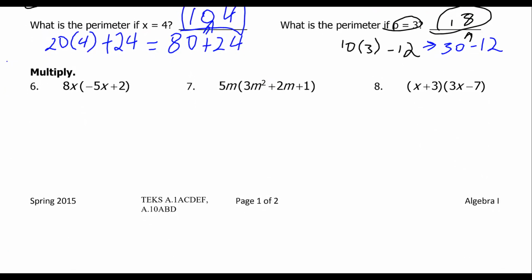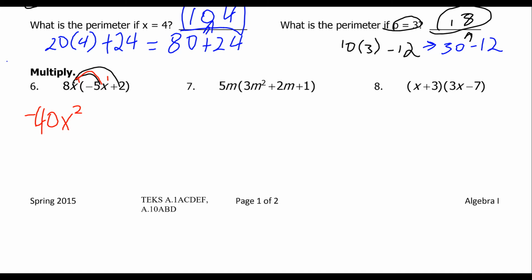Next part, it's asking us to multiply. These should go pretty quickly. Now, if we look at this first one, you'll notice that's a monomial times a binomial. All we have to do is just send this across to those two things. So, if we remember correctly, 8x times negative 5x is negative 40x squared. Don't forget, we're going to add the exponents there. So, an exponent of 1 plus an exponent of 1 is an exponent of 2. And there we have it.